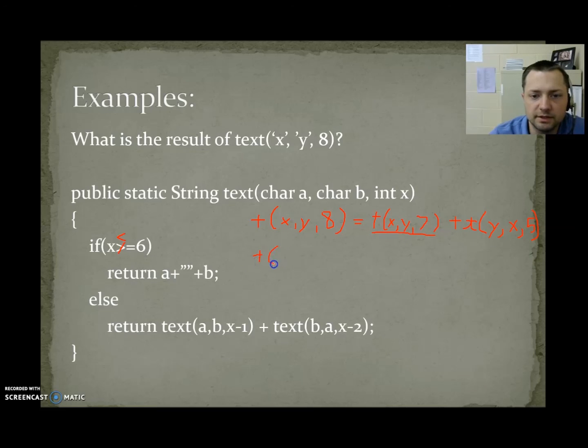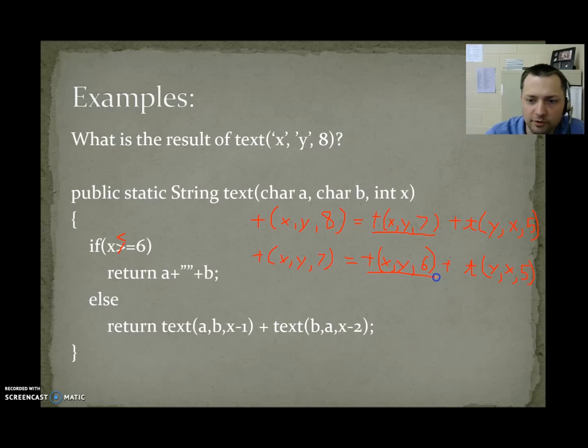So T(x, y, 7) is going to be equal to T(x, y, 6) plus T(y, x, 5). And now we've got to figure out the remainder of these.